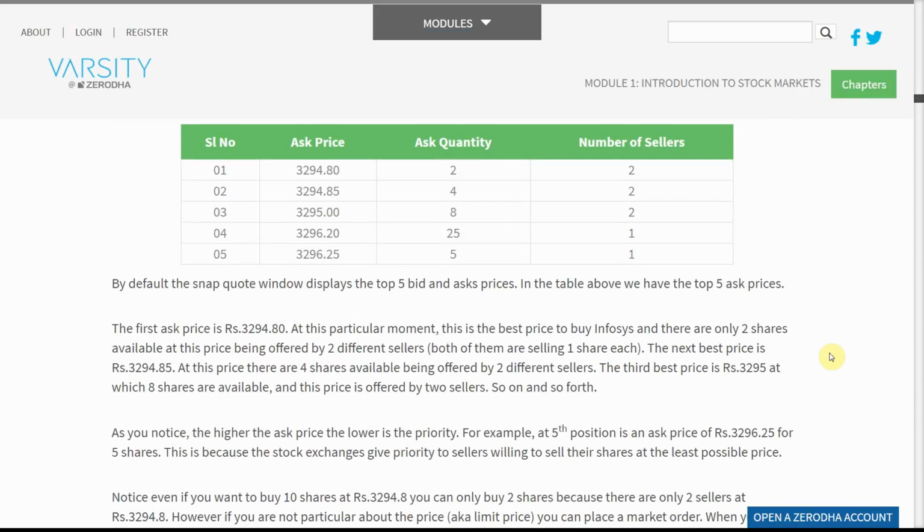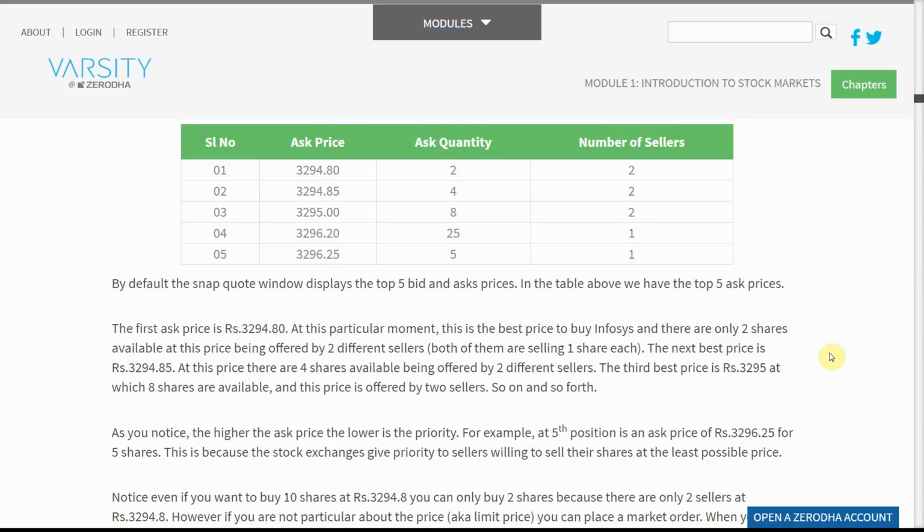As you notice, the higher the ask price, the lower is the priority. For example, at 5th position is an ask price of 3,296 rupees and 25 paise for 5 shares. This is because the stock exchanges give priority to sellers willing to sell their shares at the least possible price. Notice even if you want to buy 10 shares at 3,294 rupees and 80 paise, you can only buy 2 shares because there are only 2 sellers at 3,294 rupees and 80 paise.